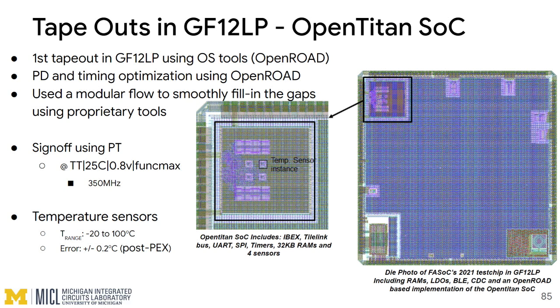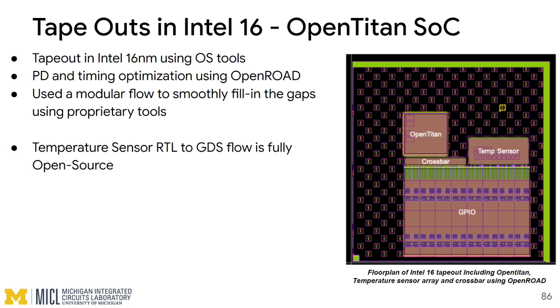We have also done multiple tape-outs in FinFET technologies to show that these open source tools work. We did this GF12 tape-out using the OpenTitan. It's running at 250 megahertz. This is a slow core, basically, at nominal condition. We also taped out the temp sensor with 0.2 degree C. We also did a tape-out in Intel 16 back in November. We included more security features and also integrated a temp sensor array.